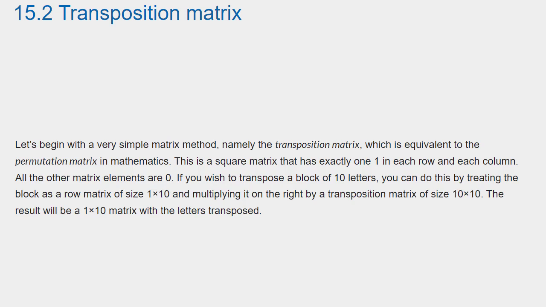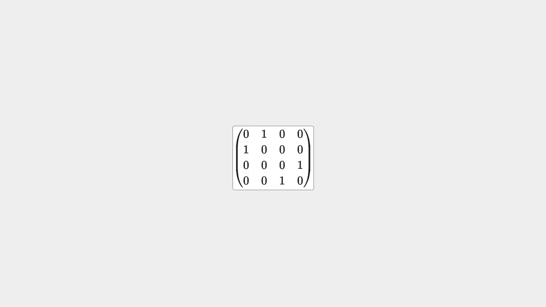Section 15.2 Transposition matrix. Let's begin with a very simple matrix method, namely the transposition matrix, which is equivalent to the permutation matrix in mathematics. This is a square matrix that has exactly one 1 in each row and each column. All the other matrix elements are 0. If you wish to transpose a block of 10 letters, you can do this by treating the block as a row matrix of size 1 by 10 and multiplying it on the right by a transposition matrix of size 10 by 10. The result will be a 1 by 10 matrix with the letters transposed.